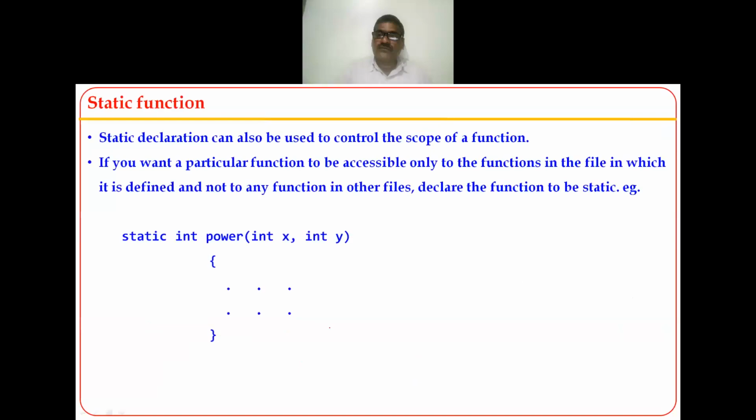Static declaration can also be used to control the scope of a function. Static functions you can make here. So here power is a function which we are declaring with static. So this is a static function. If you want a particular function to be accessible only to the functions in the file in which it is defined, and not to any function in other files, declare the function to be static.